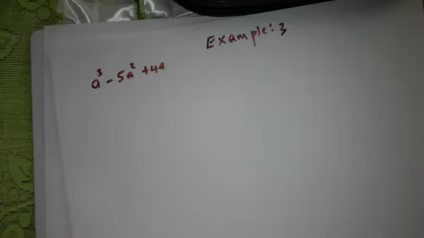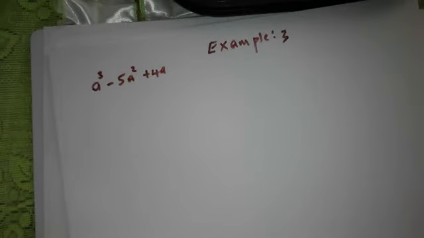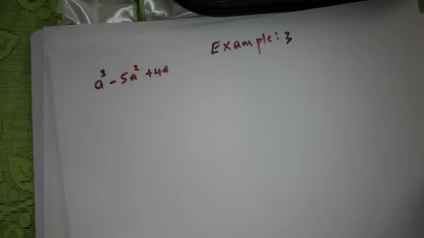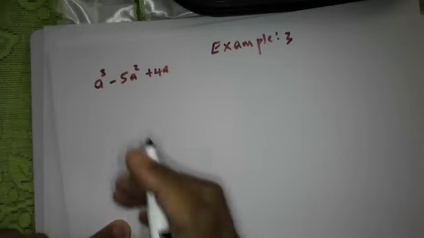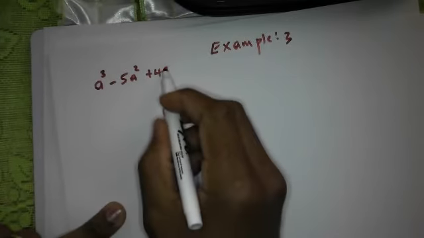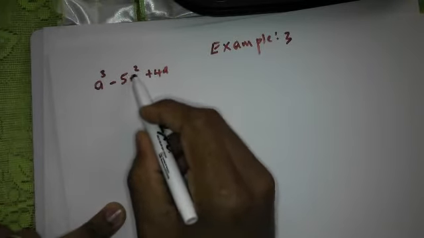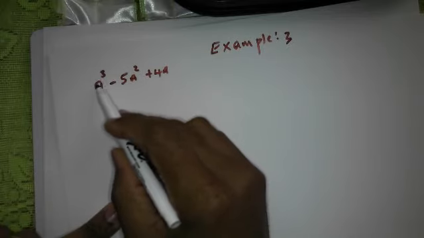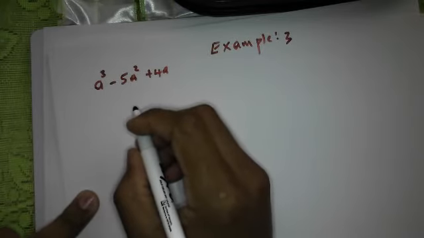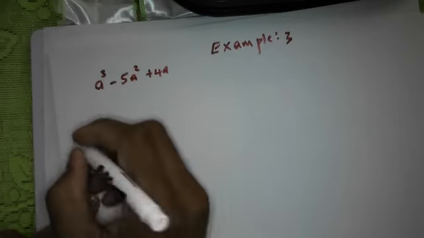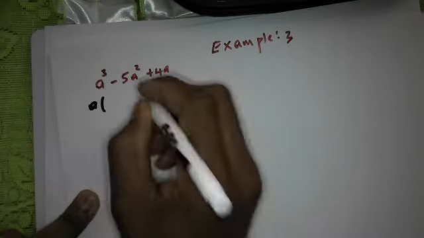Okay? Now let's step it up a little bit. For this question, we have a cubed minus 5a squared plus 4a. Now, I can get an a from this, I can get an a from this a squared, and I can get an a from the a cubed. So I'm going to take out my greatest common factor. My greatest common factor is a.